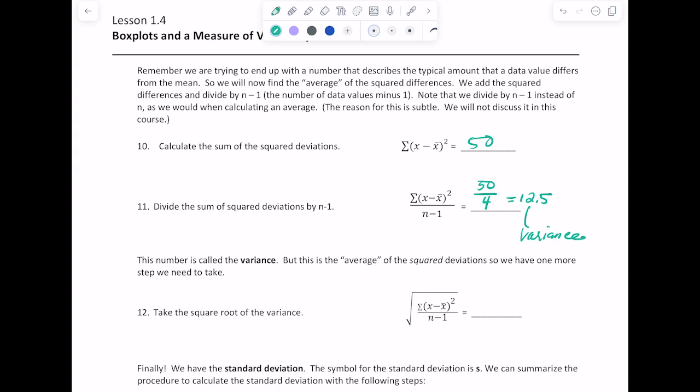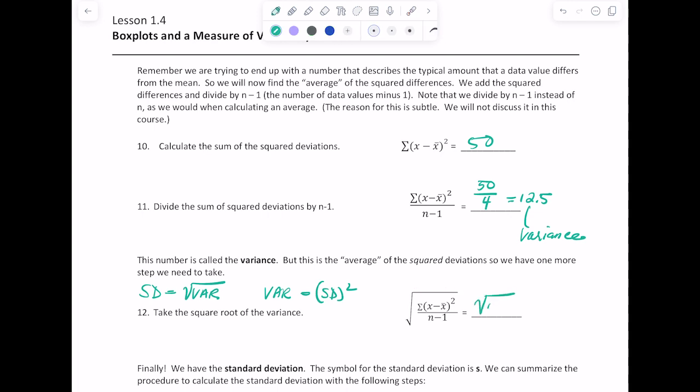In case you're wondering how the standard deviation is related to the variance, just remember that the standard deviation equals the square root of the variance. Likewise, if I have the standard deviation and I want to find the variance, it's just equal to the standard deviation squared. So that's how they're related. My last step now is to take the square root of that value.